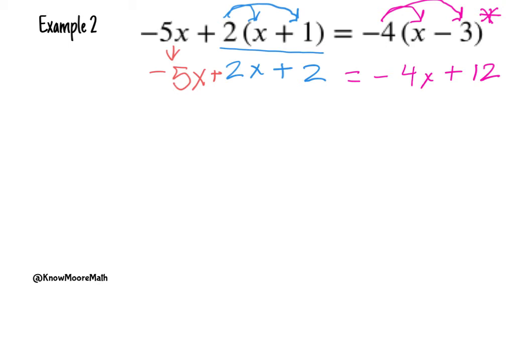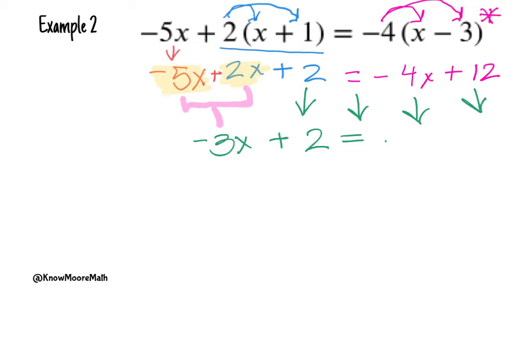And I can see that negative 5x and 2x, those are like terms. So I'm going to combine them. So negative 5x and positive 2x is going to give me negative 3x. I'm going to bring down this positive 2 equals, and then I'm just going to copy all of this, bring this all down as well. And that's going to give me negative 4x plus 12. Okay, so now the left and the right side are both simplified.